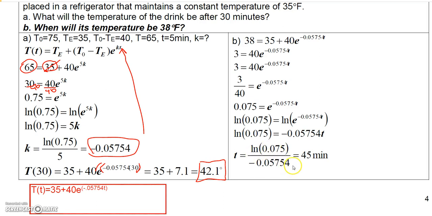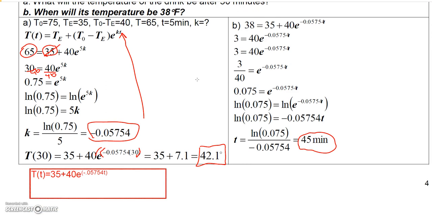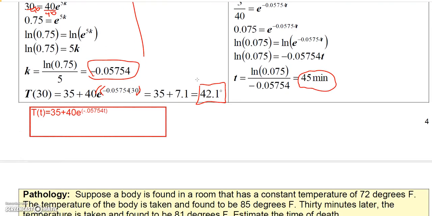And when I did that, I got 45 minutes. So in 45 minutes, it should reduce the temperature down to 38 degrees. So it should take it 45 minutes to reduce the temperature to 38 degrees. And that's how Newton's law of cooling works.